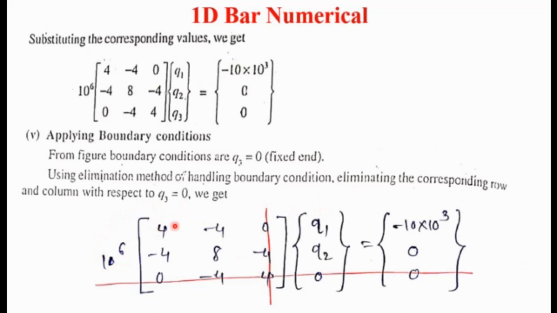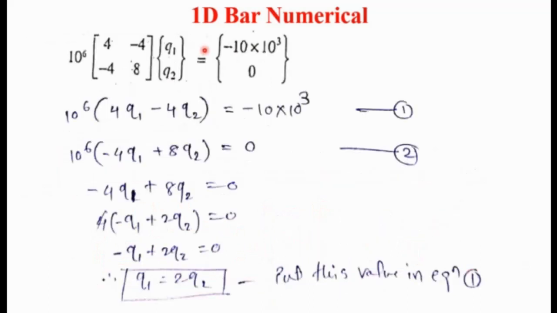We will get this matrix: 10 raised to 6 times [4, -4; -4, 8] times Q1, Q2 is equal to -10 into 10 raised to 3, 0. That is shown here. This is the final matrix equation after applying the boundary conditions. Now simplify these equations.